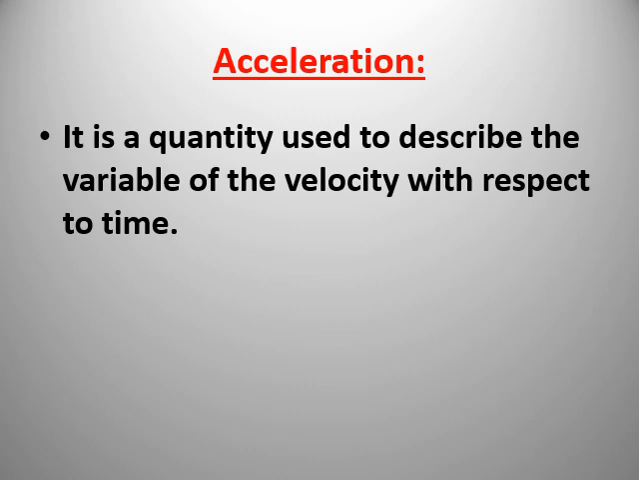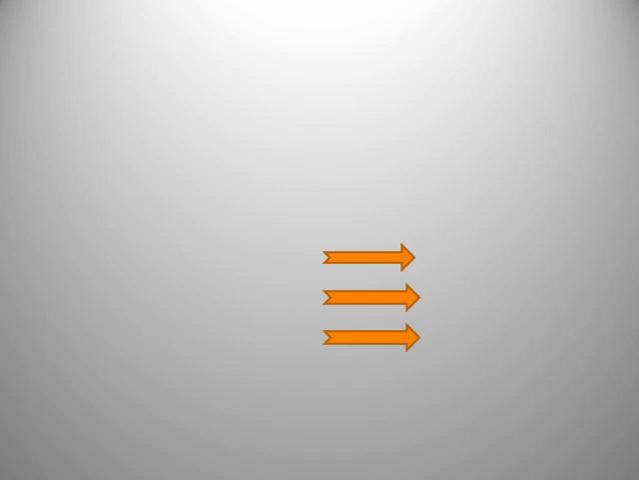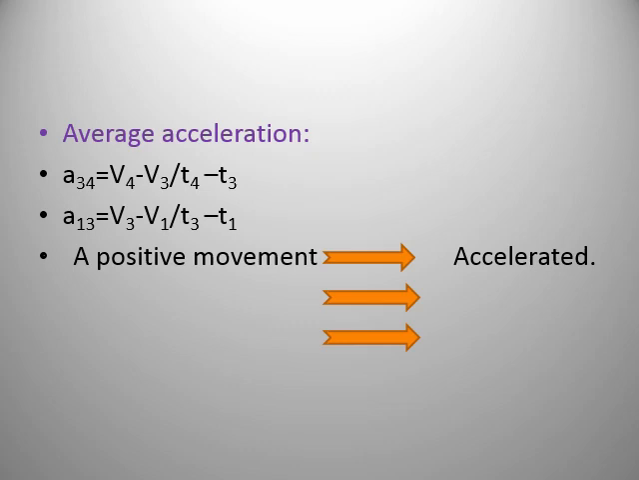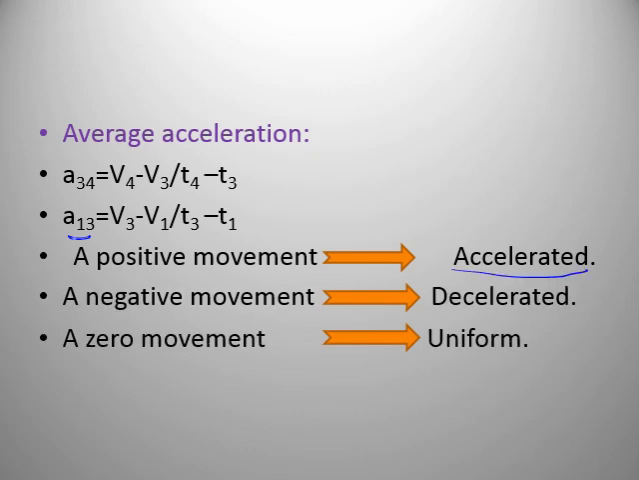Now, acceleration. It is the quantity used to describe the variation of the velocity with respect to time. Average acceleration a34 is equal to V4 minus V3 over T4 minus T3. a13 is equal to V3 minus V1 over T3 minus T1. If positive, we say the motion is accelerated. Negative, decelerated. Zero, uniform.